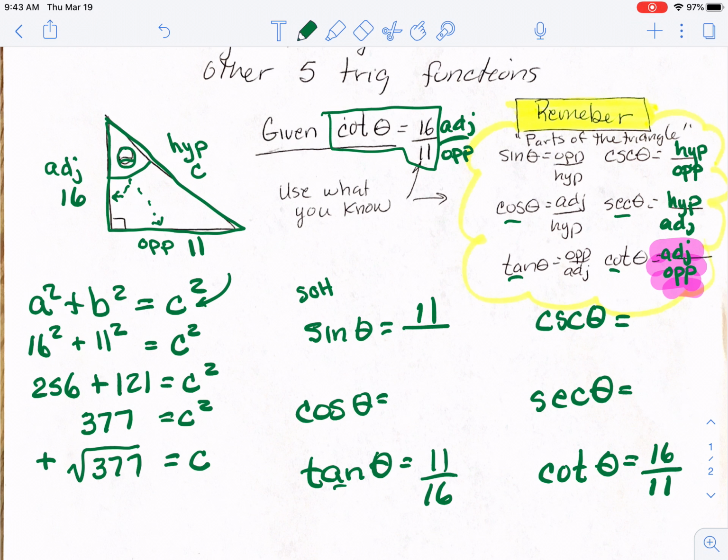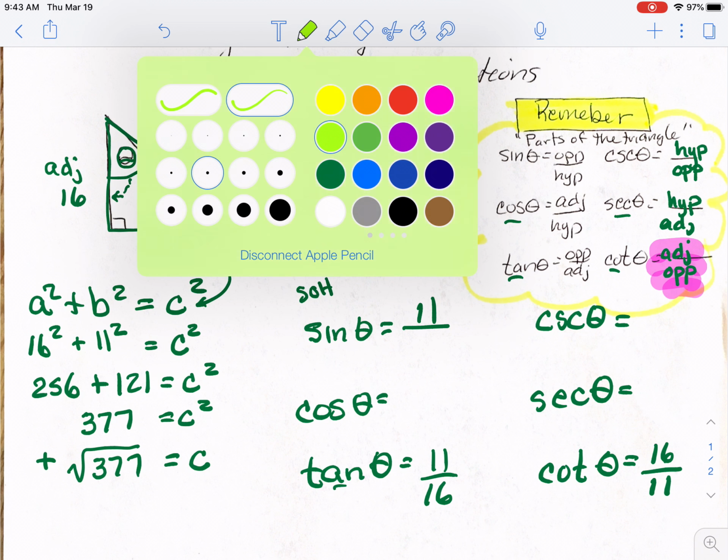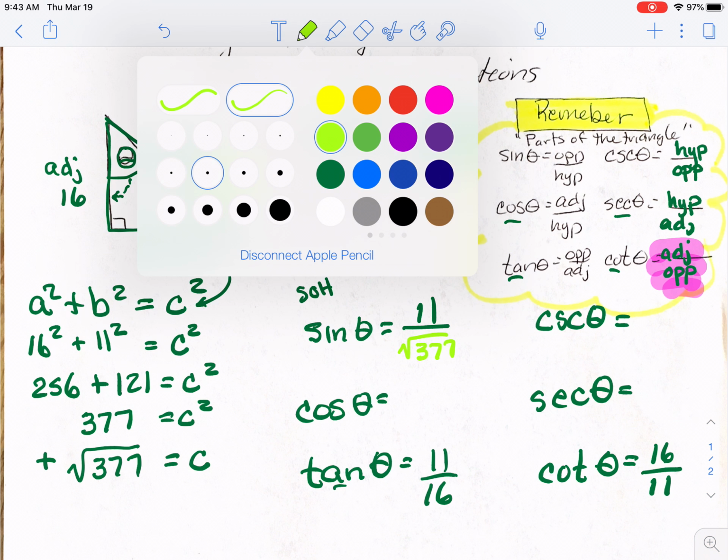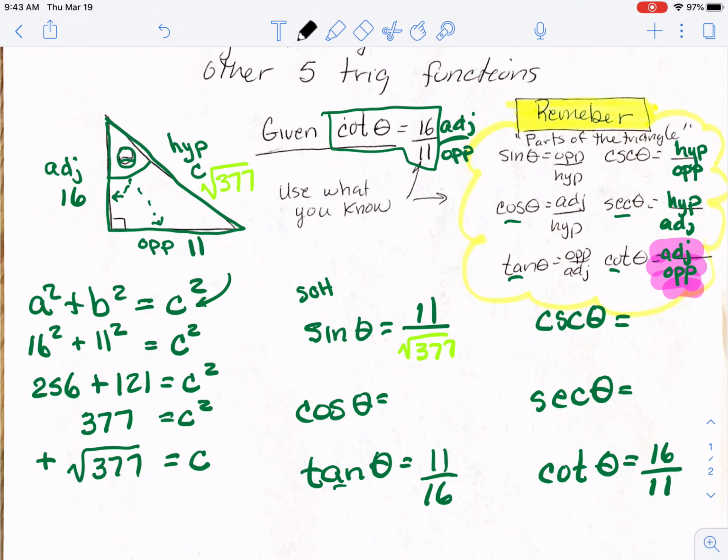Now that I know my hypotenuse, I'm going to come back up to my triangle and write that number, the square root of 377, right on the triangle, because now I can fill in these other parts. So I know my hypotenuse is the square root of 377, so I can put that in the bottom of my sine fraction. I think I'm going to go back to my other pen color. Cosine is adjacent over hypotenuse, so I go to my diagram. My adjacent is 16. My hypotenuse, I just figured out, is square root of 377.